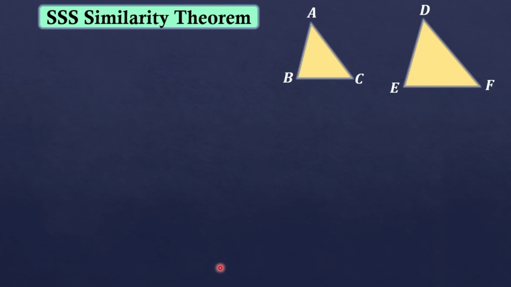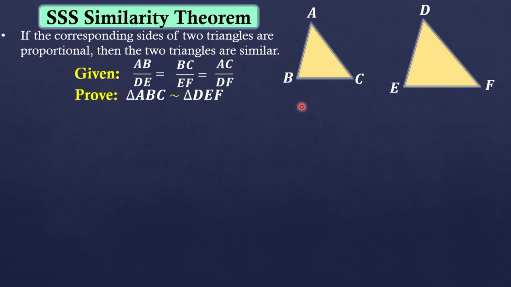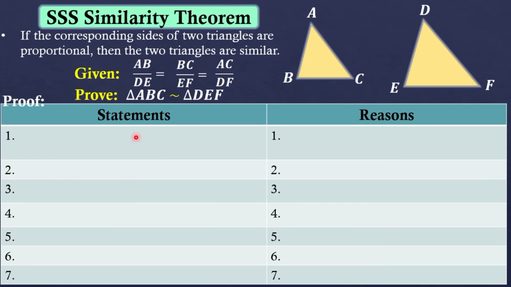Next, let's have the SSS Similarity Theorem. So, pag sinabi nating SSS, since we have here three sides, dapat yung tatlong sides po ng similar triangles natin ay proportional. Okay? So, yun po yung sinasabi ng theorem na to. So, given po itong segment AB natin over DE, which is equal to segment BC over EF, and which is also equal to AC over DF. So, let us prove that these two triangles are similar. So, let's do the proof.